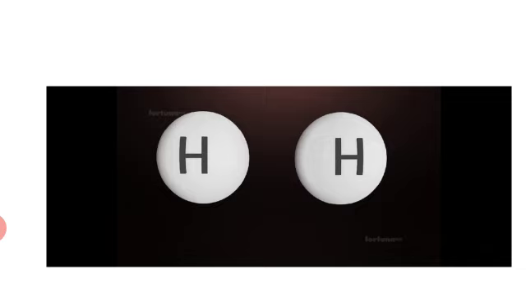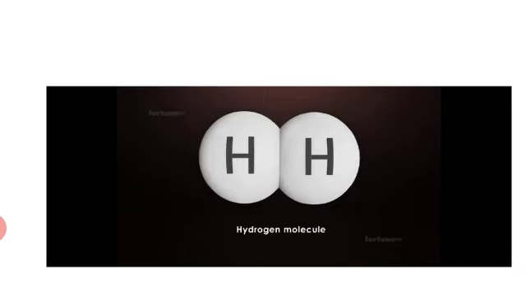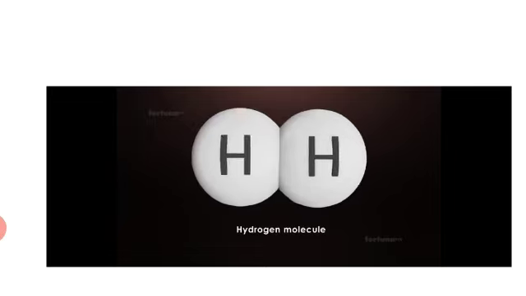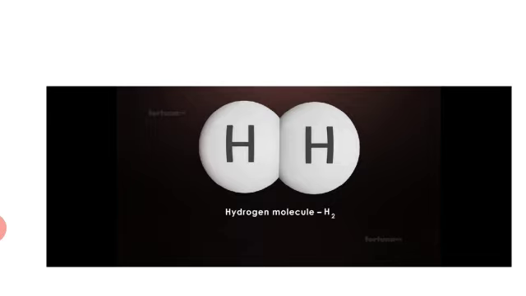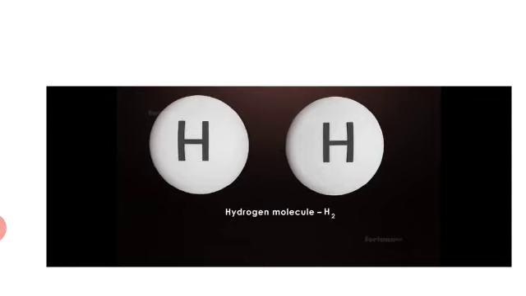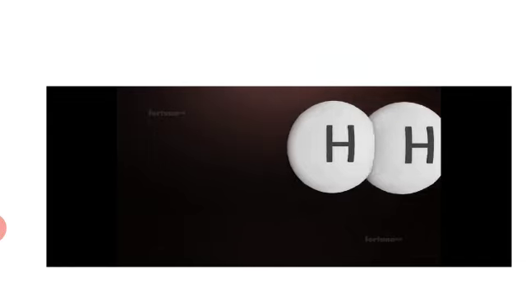2 hydrogen atoms can be joined by a bond to form a hydrogen molecule, which is represented by the molecular formula H2. In the formula, the letter H is the symbol used to represent hydrogen, and the number 2 indicates how many hydrogen atoms are in the molecule. Since a hydrogen molecule contains 2 atoms of hydrogen, its atomicity is 2.